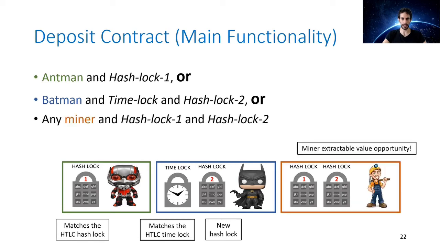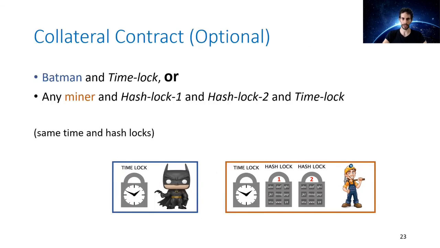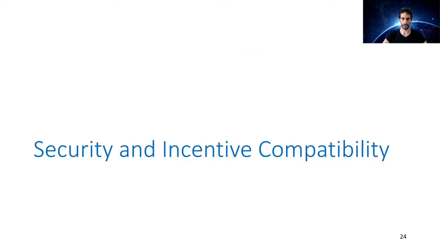When I say anyone, I actually mean any miner. If a miner sees a transaction that reveals both preimages, she can just create a transaction of her own and take the tokens herself. This is actually an MEV opportunity. The collateral predicate uses the same lock parameters, but it is a bit different. Either Batman gets the tokens after the timeout, or any miner can get the tokens after the timeout by presenting the two preimages. I'll now show you why MAD-HTLC is both secure and incentive compatible.